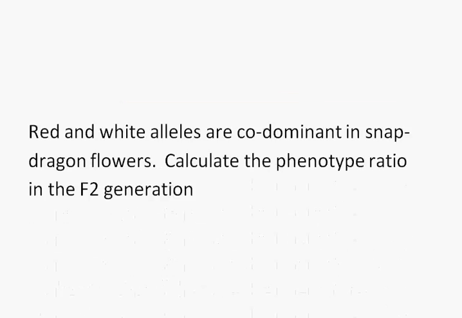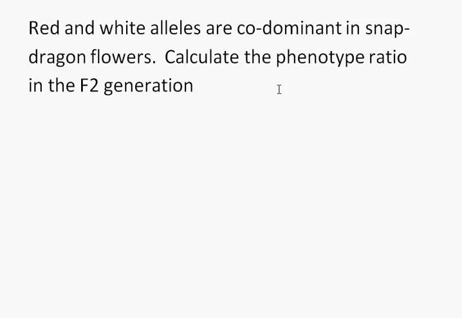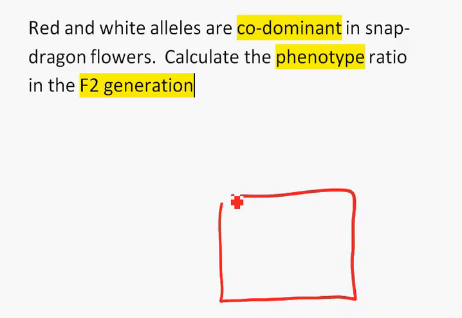Now here is a sample question. Red and white alleles are codominant. The question is telling us this, so that we know already. Calculate the phenotype ratio in the F2 generation, otherwise known as the grandchildren. There's no easy way to work out the grandchildren. We have to start off by calculating what the children look like. We're going to need a Punnett Square.